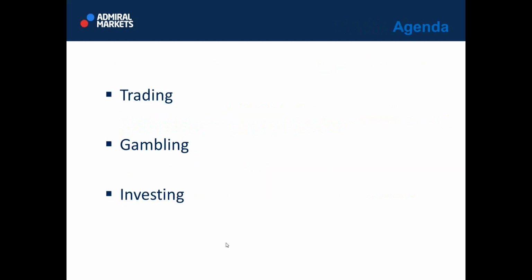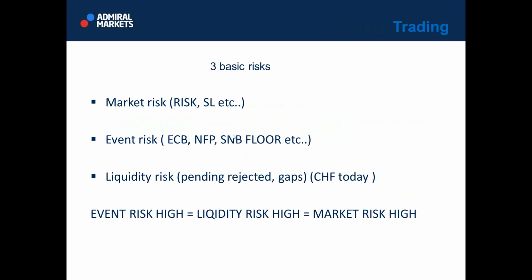So today's agenda: trading, gambling, and investing. In trading, guys, we have three basic risks. So first, we will start with trading. Those are market risk, event risk, and liquidity risk. It's a simple definition of risk if you are a retail trader, and those three kinds of risk determine what you should do with your entry position, stops, and targets.